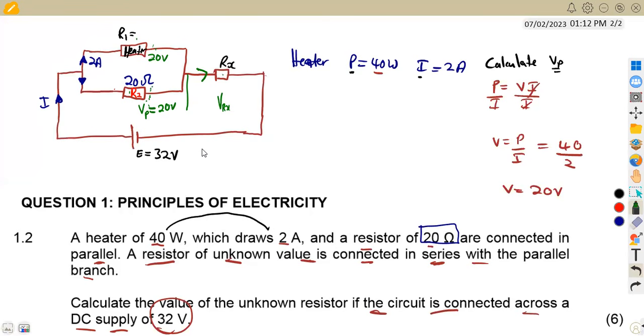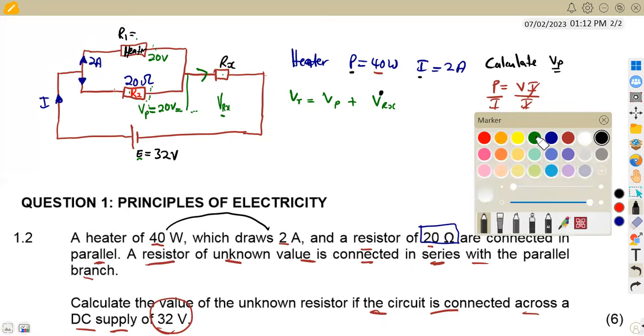All right, so having this, we can calculate the voltage across here. We can calculate VRX. Remember that these two voltages add up to 30 volts, which is the supply voltage in this case. So the total voltage VT is equal to VP plus VRX, which is the one we want. Remember, we need to calculate the voltage across the unknown resistor.